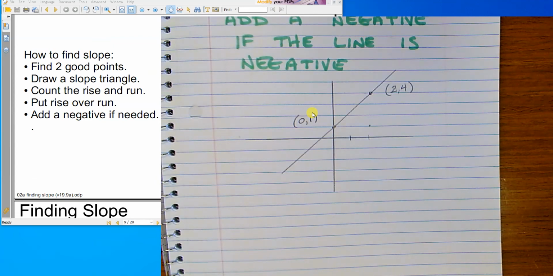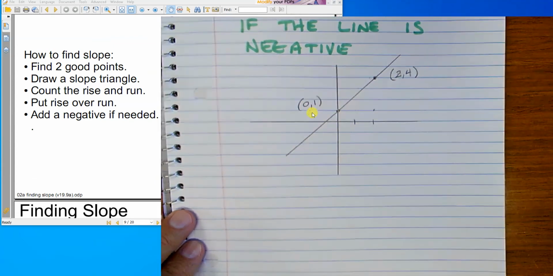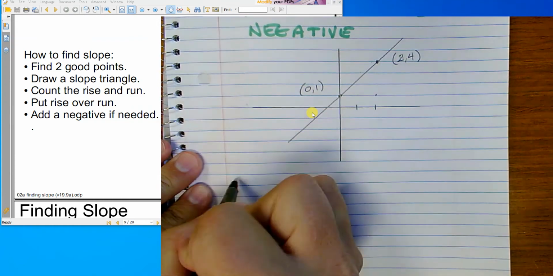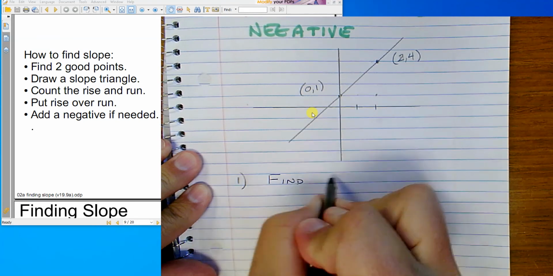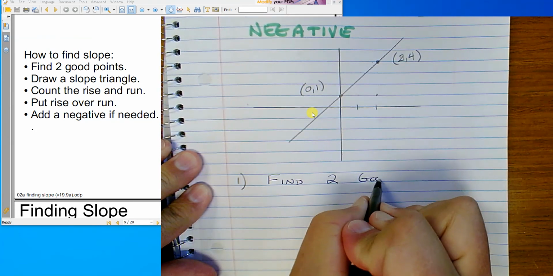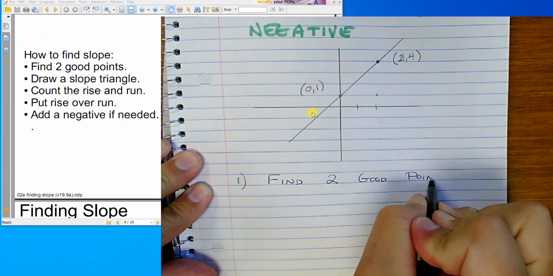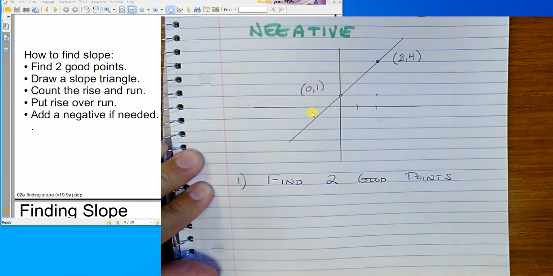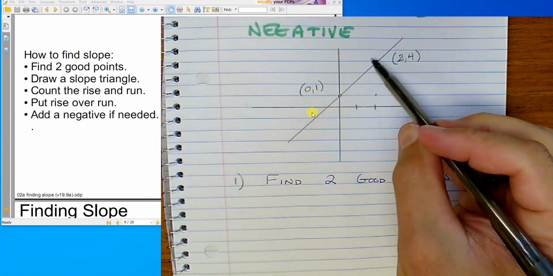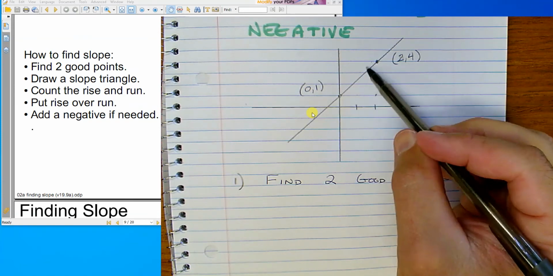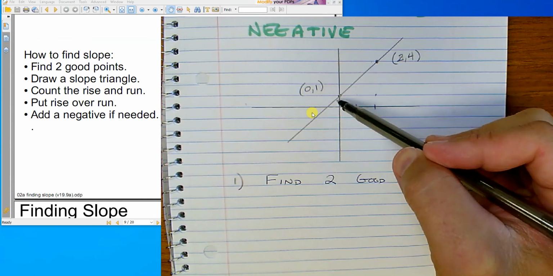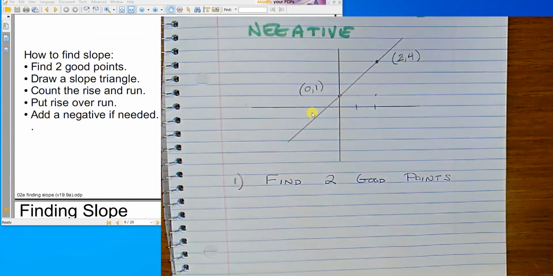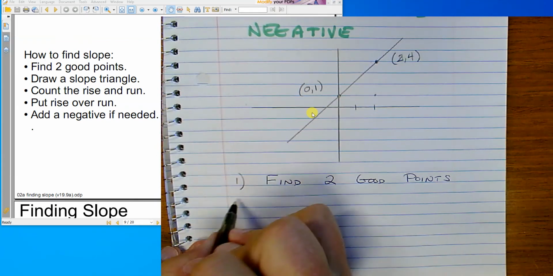Well, here are the steps to find it. Step 1: find 2 good points. Good points are going to be points where the line perfectly crosses the graph paper. Now in this case, I'm using my notes, so I've already given you the 2 good points. When I do some examples, you'll see how to find 2 good points.